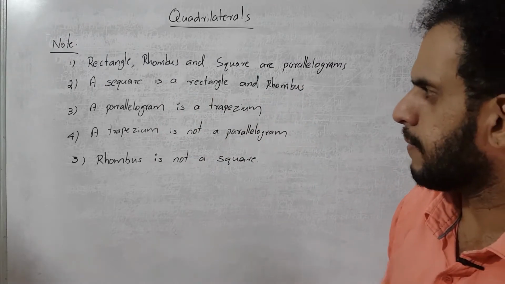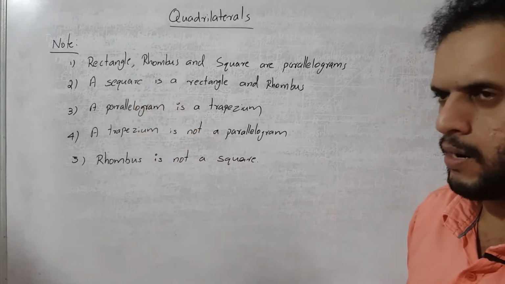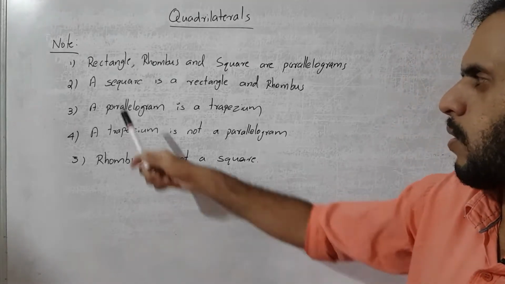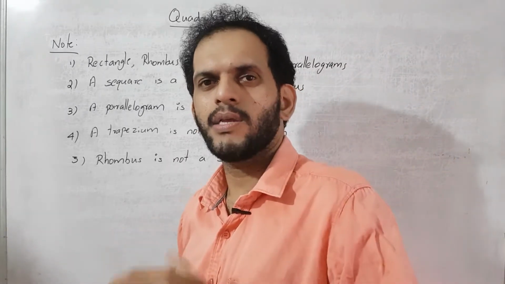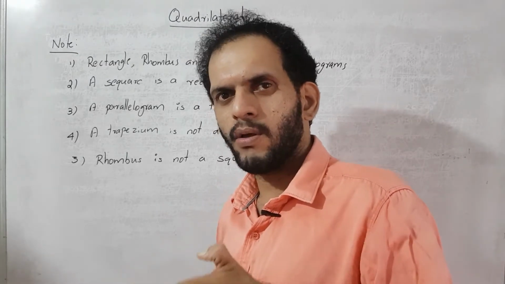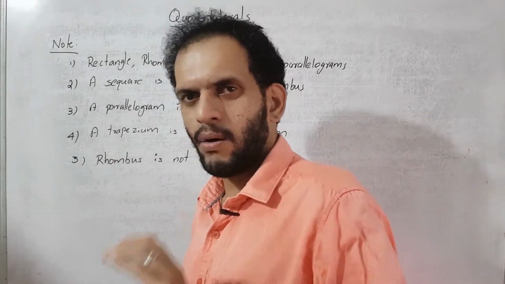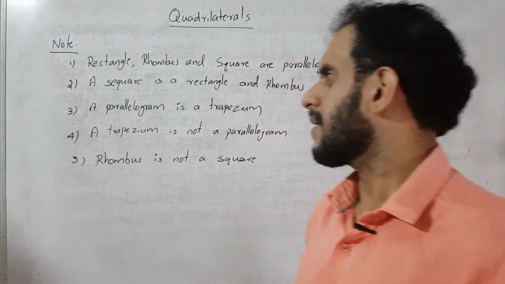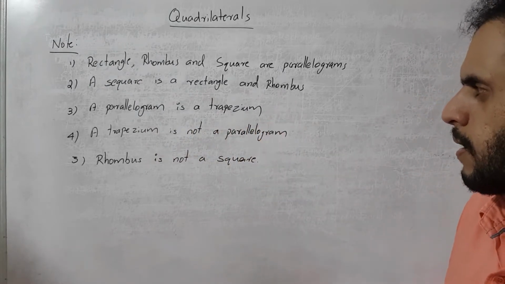The second idea: a square is a rectangle. We know that one, am I right? A square is a rectangle because a square is a rectangle with all sides equal. So a square is a rectangle and is also a rhombus. Why? Because a rhombus means a parallelogram with all sides equal. We know that a square is a parallelogram and all its sides are equal. So a square is a rhombus. So the second idea is clear: a square is a rectangle and is also a rhombus.